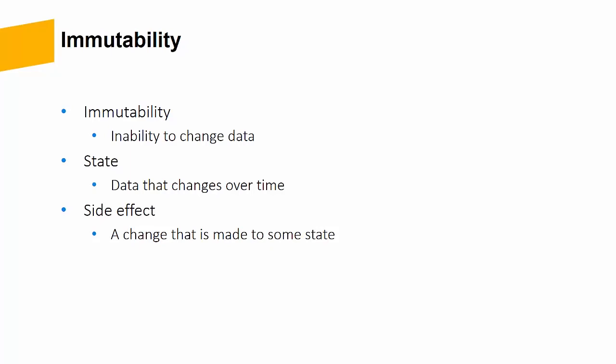The second term is state. State is data that changes over time. From the functional perspective, state is not just data. It is the subset of data that changes. So in that sense, immutable classes, immutable data structures, don't have state. Only mutable classes do. Finally, a side effect is a change that is made to some state.